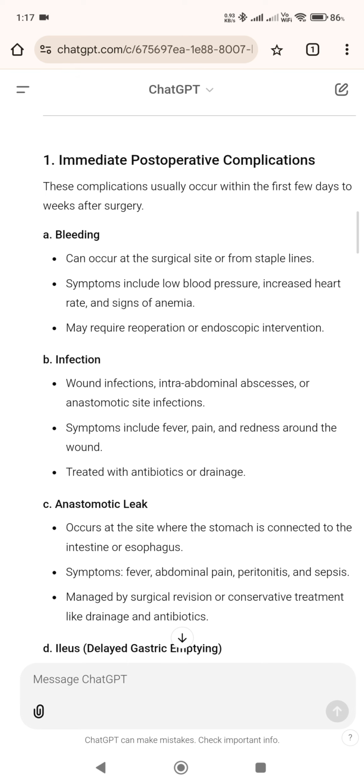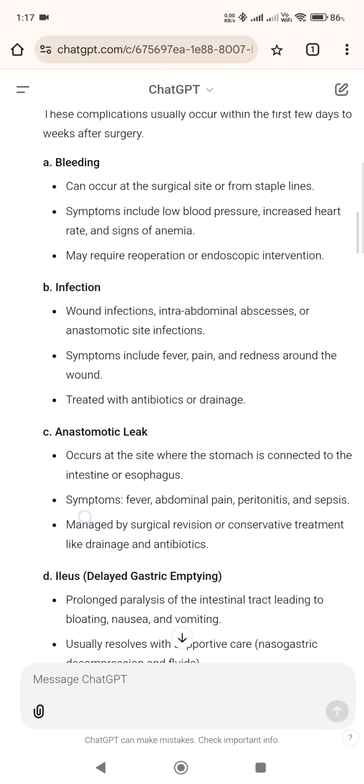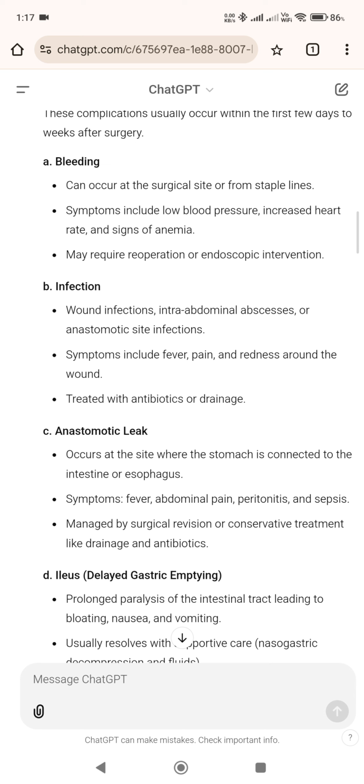A. Bleeding can occur at the surgical site or from staple lines. Symptoms include low blood pressure, increased heart rate, and signs of anemia. May require reoperation or endoscopic intervention. B. Infection. Wound infections, intra-abdominal abscesses, or anastomotic site infections. Symptoms include fever, pain, and redness around the wound, treated with antibiotics or drainage.